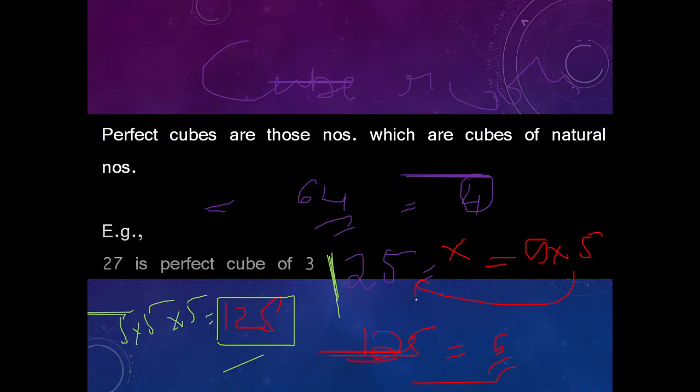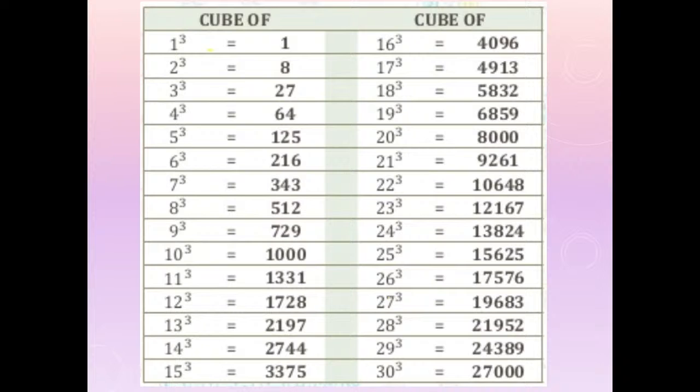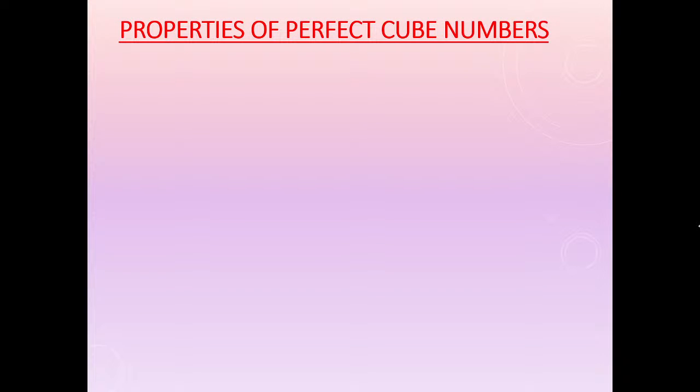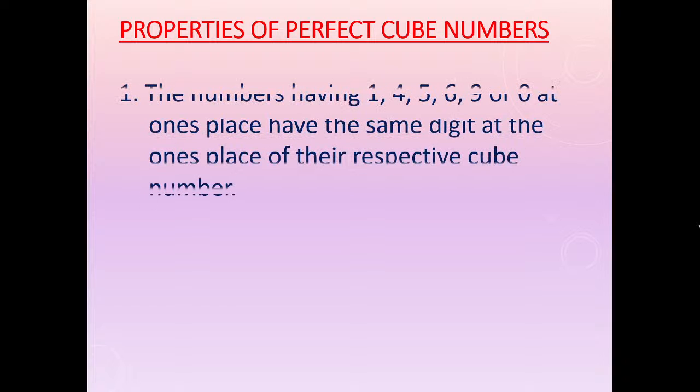Yes, we can. 125 can be a perfect cube. So this is the same thing which I have shown you before itself. All the perfect cubes from 1 to 30, just go refer to it. Okay. Now, properties of perfect cube numbers. So that was kind of the same.